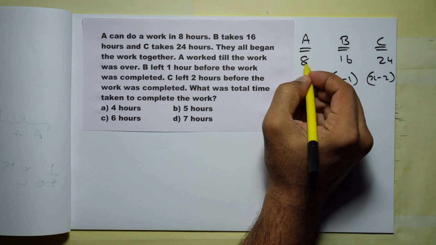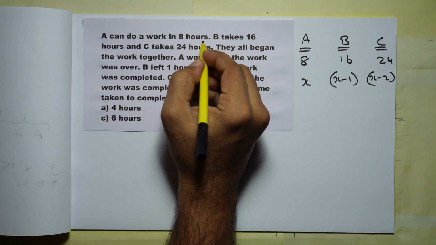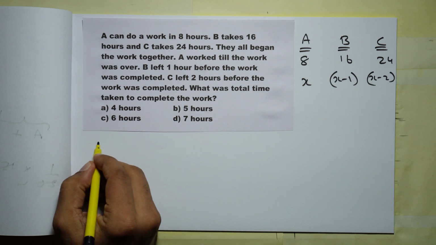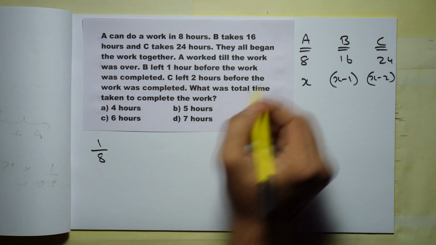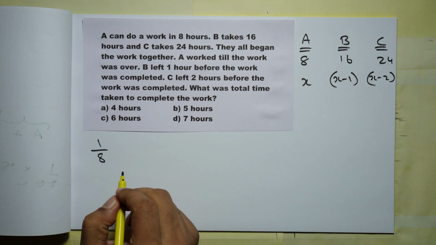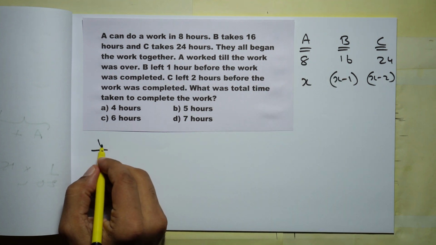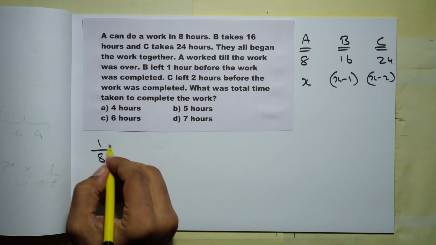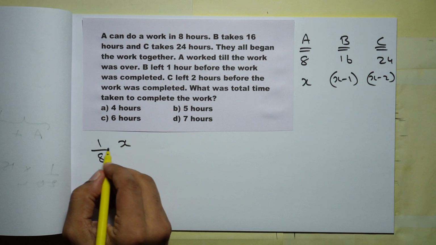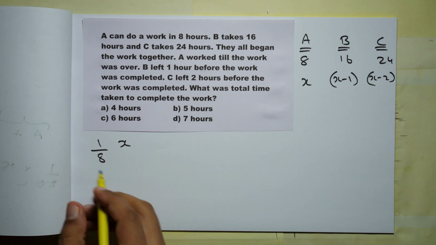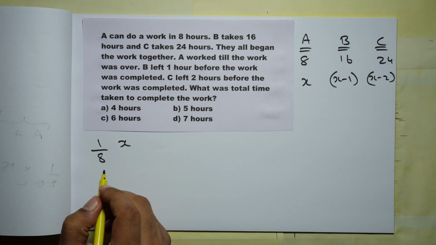Now if you look at it, A can do the whole work in 8 hours, which means that every hour A will do 1/8th of the work. Like that in 8 hours A will complete the whole work. So every hour A will do 1/8th of the work, and like that A works for X hours. So this is the contribution of A in X hours. Every hour 1/8, like that for X hours.